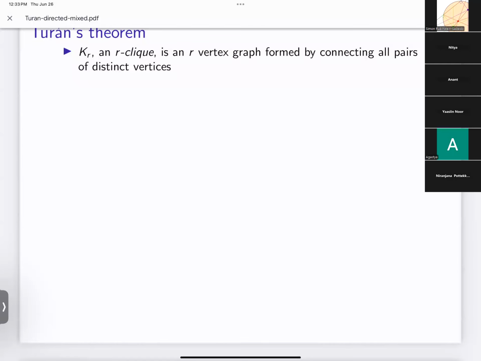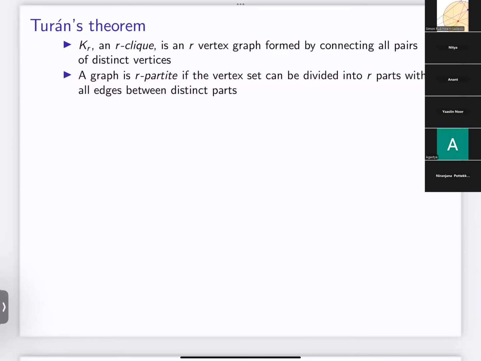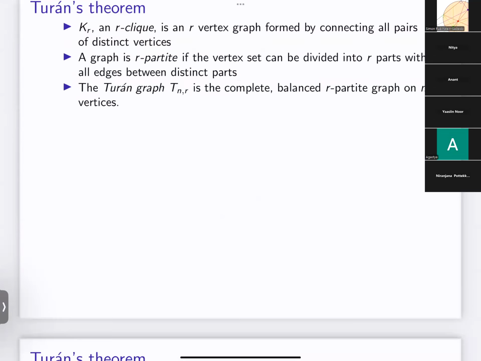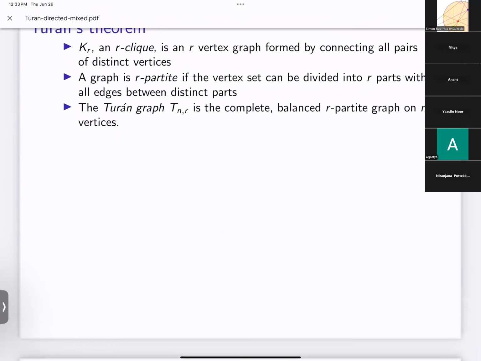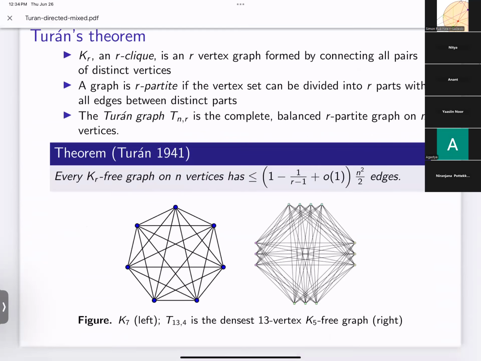And Turán's theorem generalizes this question of how many edges can we put in a graph without there appearing some forbidden substructure. In Mantel's theorem, it was a triangle, and in the case of Turán's theorem, it's an R-clique, which are R vertices that are formed by connecting all the pairs of distinct vertices. All right? I guess relatedly, we'll say that a graph is R-partite if I can group up the vertices into R pieces so that all edges are between distinct pieces. Okay, and maybe to make one more definition, we'll say that the Turán graph is the complete balanced R-partite graph on n vertices, and I think these are all better illustrated via pictures.